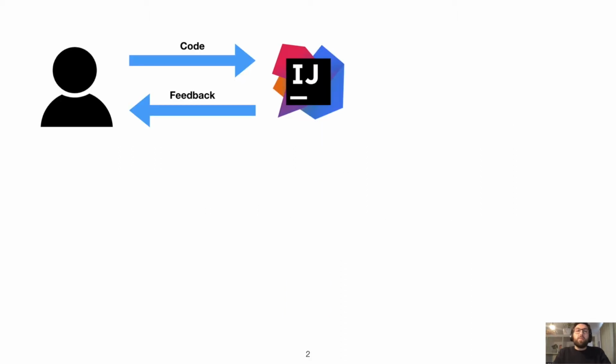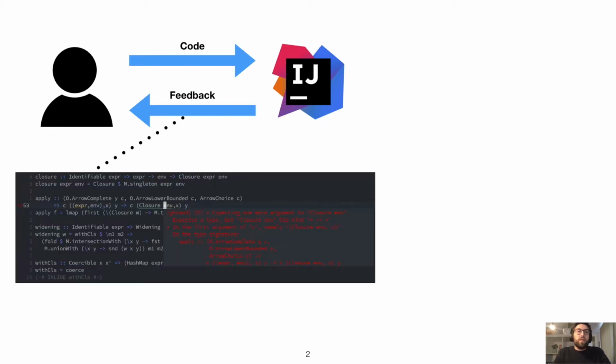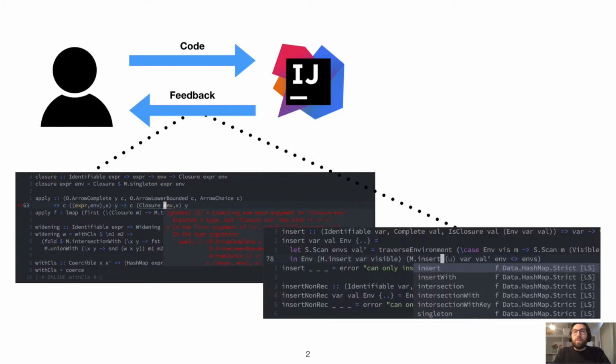When we as developers program, we are guided by the feedback the IDE gives us. And this feedback includes typing errors or code completions, for example. And it's crucial that we receive this feedback fast, because otherwise it either becomes obsolete or it slows the development process down. And an IDE derives this feedback based on the type checker implementation of a programming language.